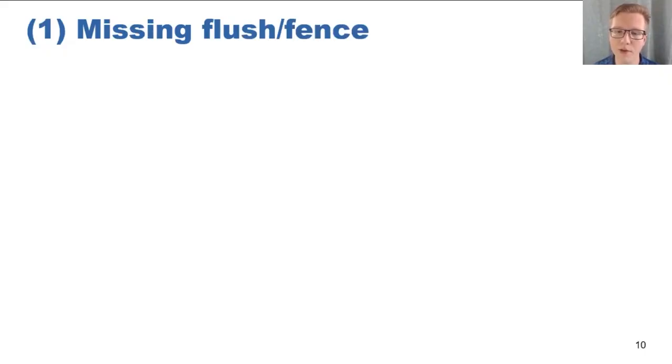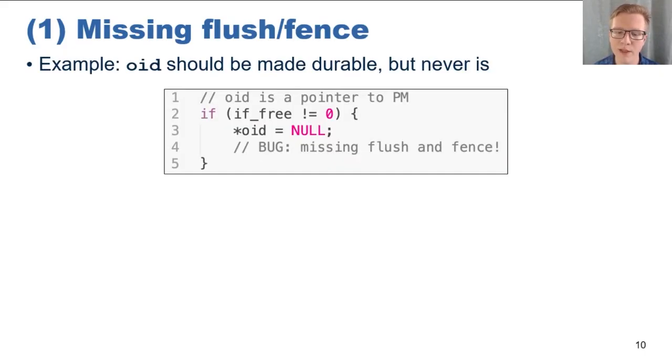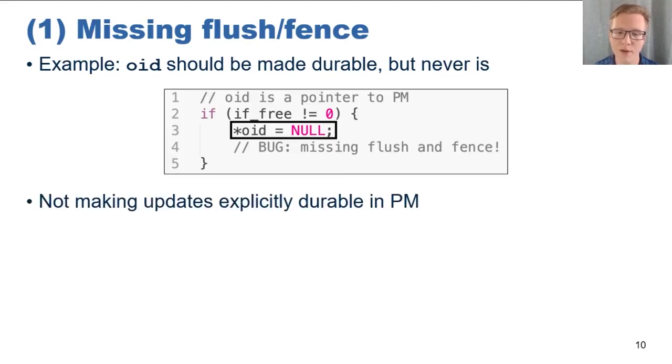The first pattern we codify is the missing flush and fence pattern. Here's an example of what this bug looks like. In this example, a modification is made to OID, which points to persistent memory, but it is not made properly durable, as there are no associated flushes and fences. This pattern is therefore defined as a persistent memory update not being made properly and explicitly durable.